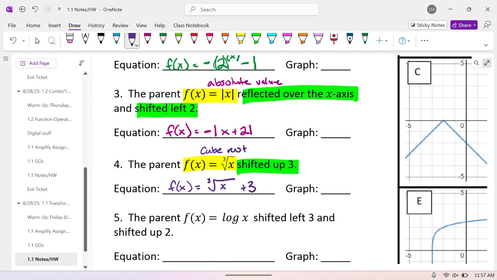All right. So, what'd you guys get? First off, we're shifting up 3. So is that going to be inside or outside the brackets? Outside. And what operation would it be? Adding. So you should have gotten this. Outside the brackets just means it's not under this radical. If it was inside, this radical would cover all of it.